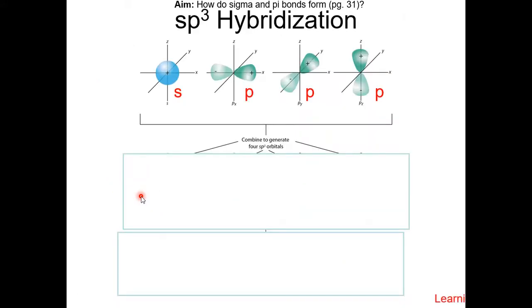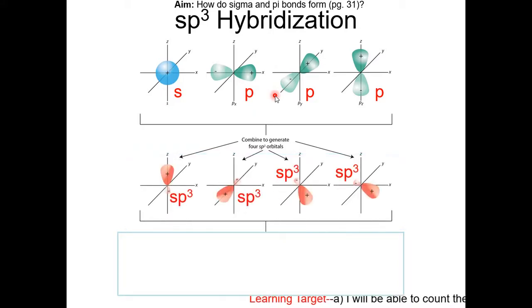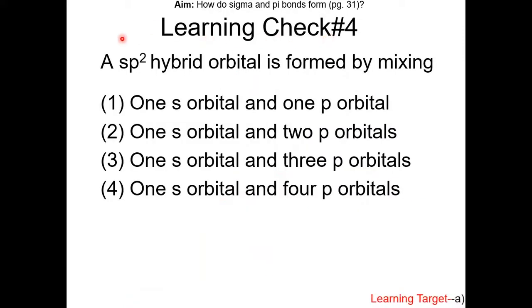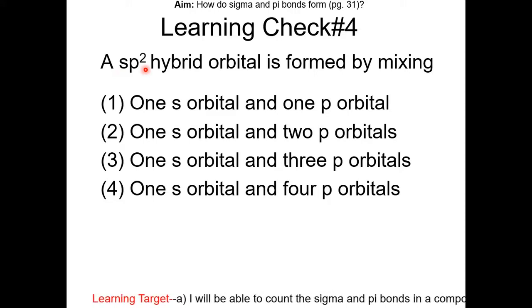This is a summary slide. In sp3 hybridization, you have one s orbital and 3 p orbitals mixing together to form 4 hybrid orbitals, which gives you a tetrahedral shape. Learning check number 4: an sp2 hybrid orbital is formed by mixing what? Pause the video, resume when completed. Based off the notation, there is one s orbital and 2 p orbitals. The answer is choice 2.